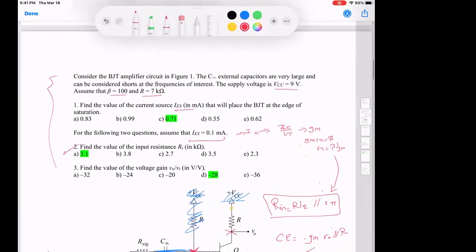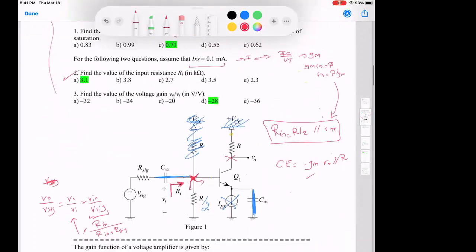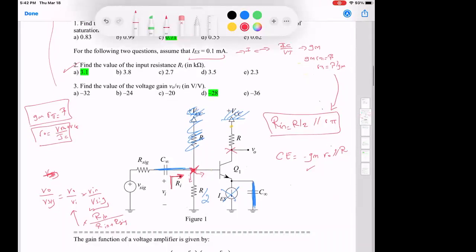Okay. But if we have GM, can't we get it from beta and GM? RO, R pi: GM R pi is beta. RO is VA over IC, right? Yeah, my bad. Plus VCE or something. Okay. So this is the first problem.